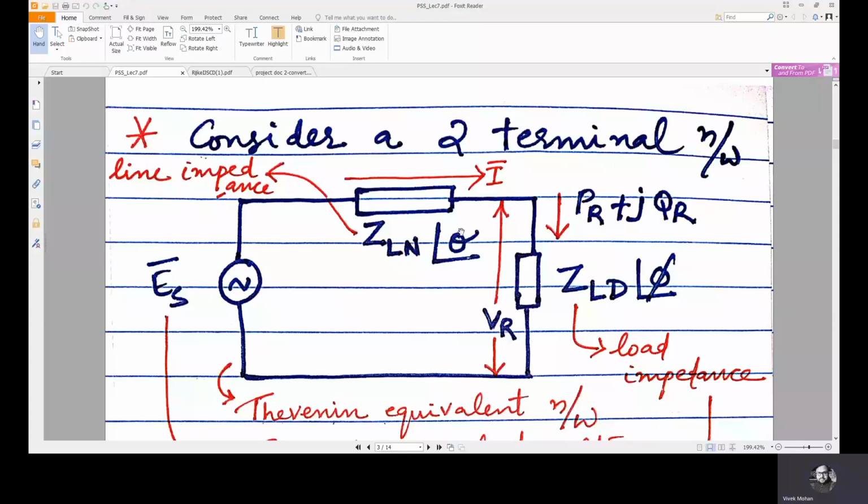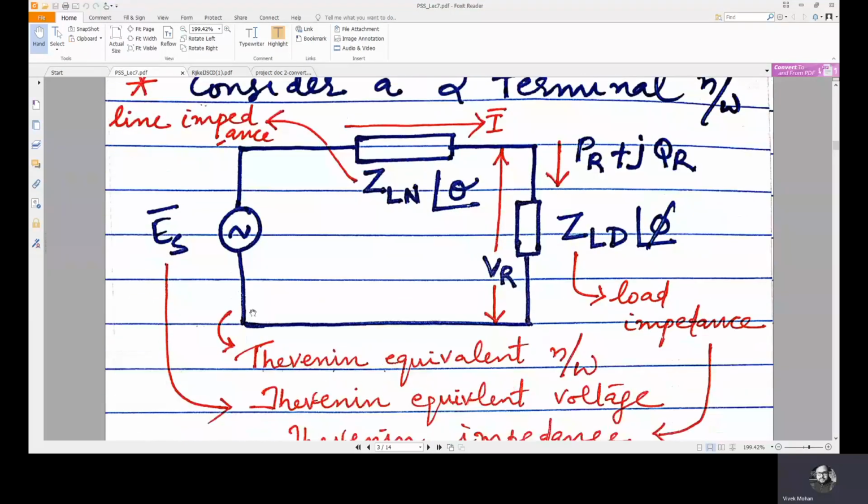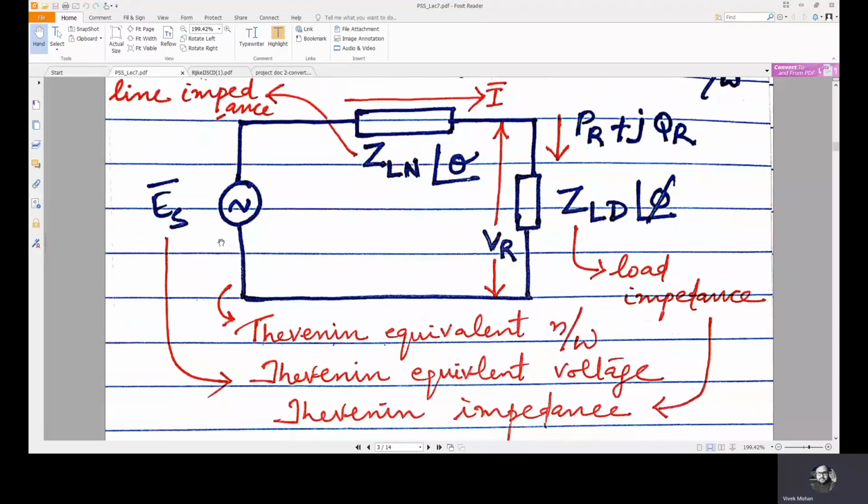We have a two-terminal network here where the sending end voltage is ES and the receiving end voltage is VR. Now the line complex impedance is given as ZLN angle theta and the load complex impedance is given as ZLD angle phi. Now the complex power received by the load is given as PR plus jQR. Now the current carried by the line is I bar. Now this is the Thevenin equivalent circuit where the Thevenin equivalent voltage is the sending end voltage and the Thevenin impedance is ZLD, the load impedance.